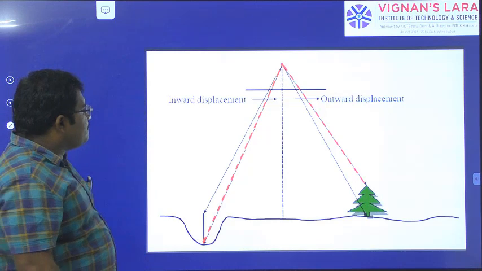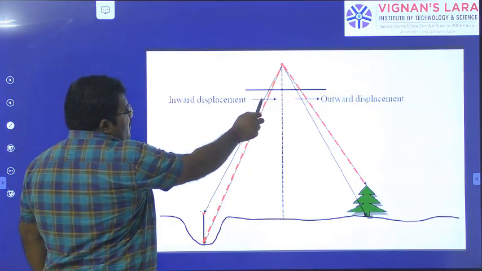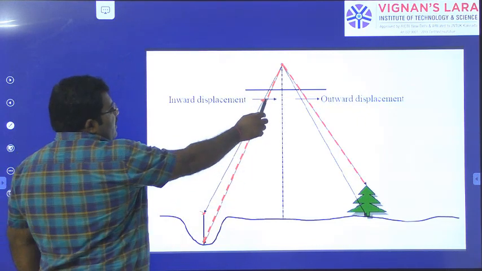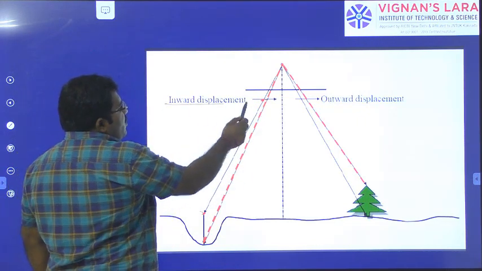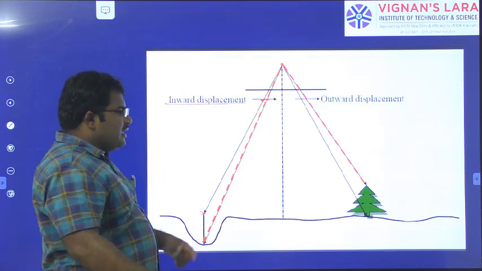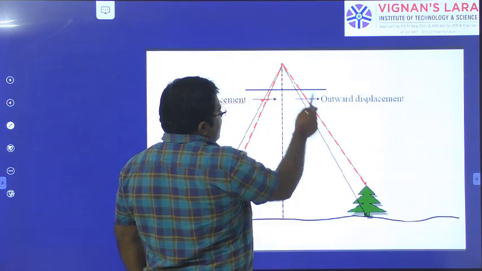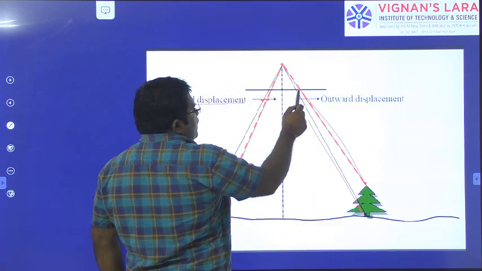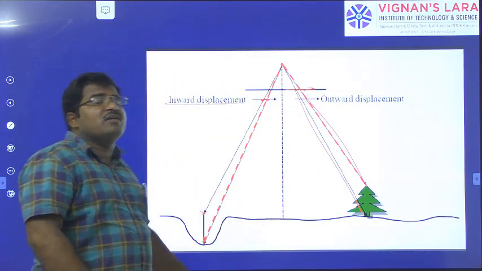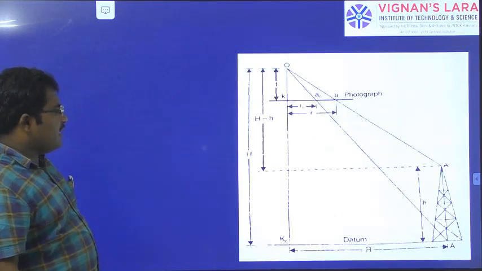Here you can see this is the lower point, so it will be exactly this point. You can see the bottom will be marked here. That means this is inward displacement, that means the exact position is moved somewhat inside. Then coming to the points above the ground level, the top point will be here and the bottom point will be here. That means it is outward displacement. These kinds of displacements we can observe in aerial photogrammetry, right?